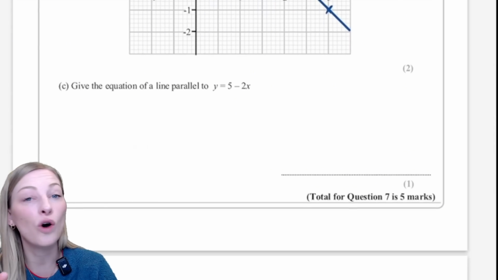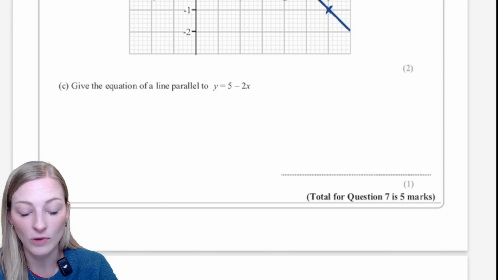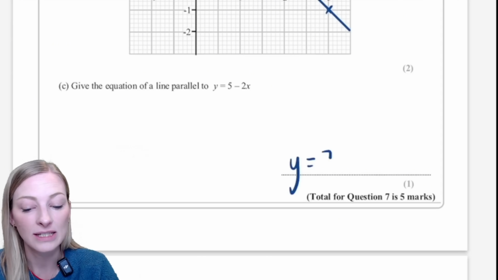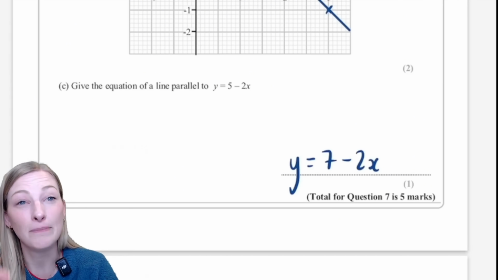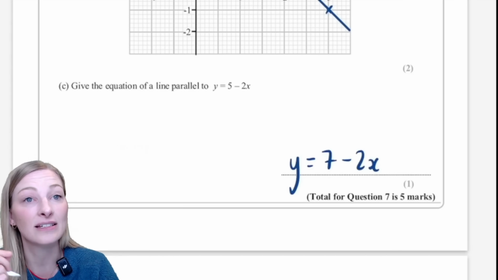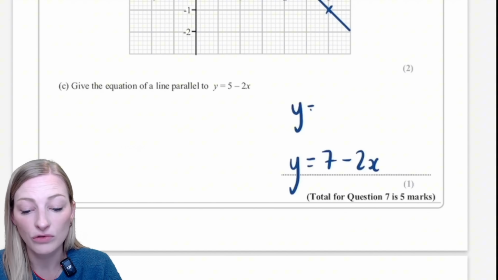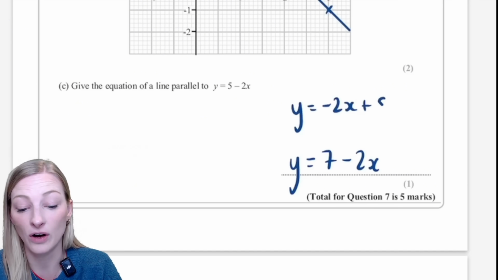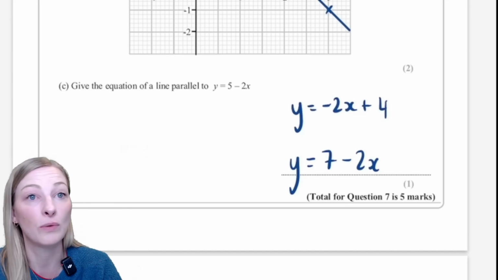Give the equation of a line parallel to y equals 5 minus 2x. If it's parallel, it needs to have the same gradient. So I'm going to go y equals 7 minus 2x. It's the -2 that needs to be in front of the x to make sure that this is parallel. You could write y equals -2x, add 5. No, not 5. 5 is the only number you can't use because then it wouldn't be parallel. It would just be the same line.